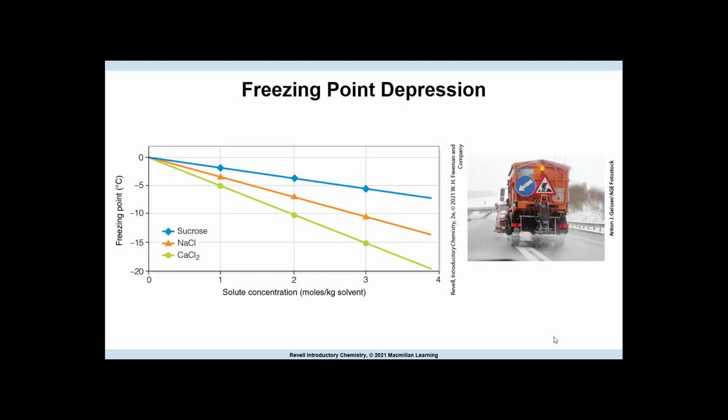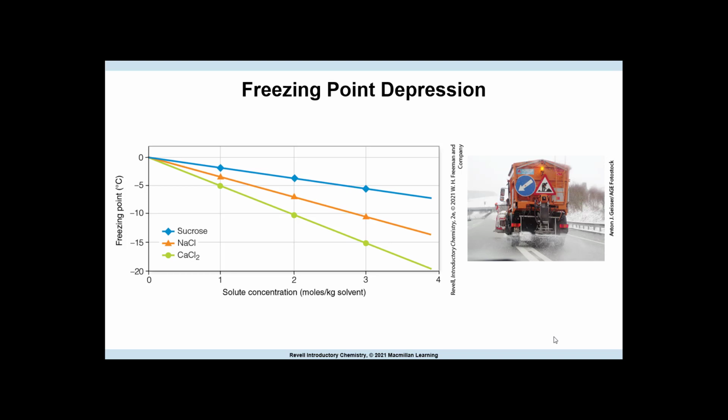So, freezing point depression. Let's begin with freezing point depression. The extent to which the freezing temperature is lowered depends on the total concentration of dissolved particles. The more dissolved particles, the lower the freezing temperature. In colder climates, salt trucks are a common sight in winter. These trucks spread salt on roads to melt ice and snow. This works because a saltwater solution has a lower freezing point than that of pure water.